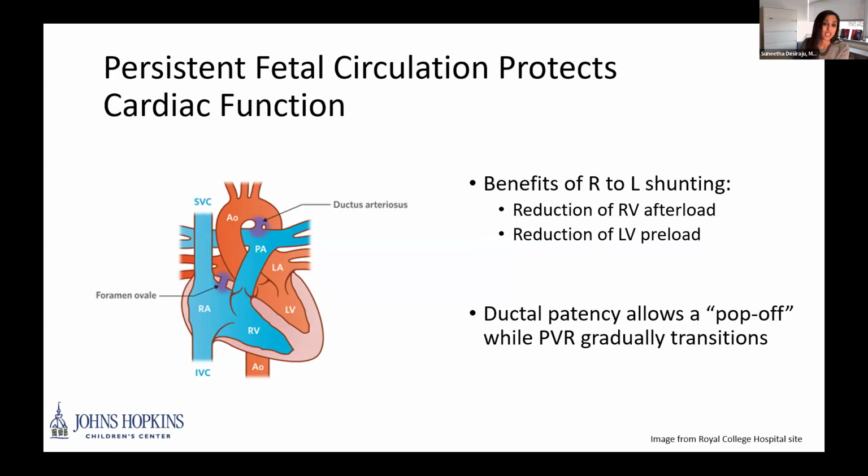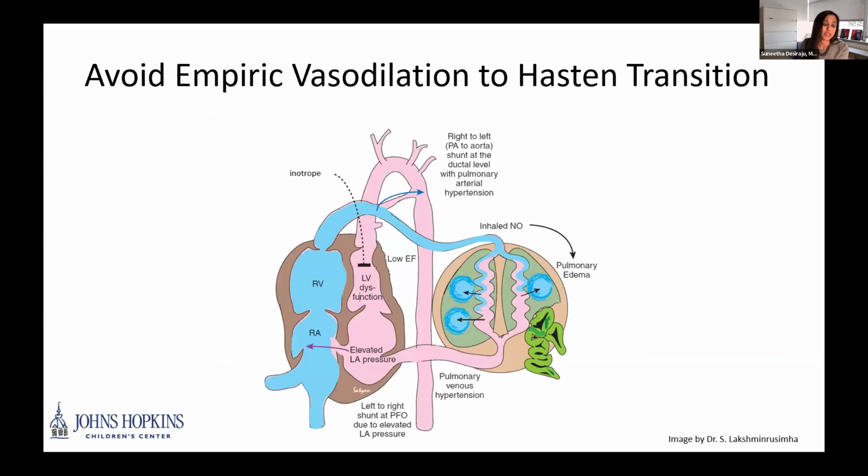Now, while I'm talking about protecting the heart, I'll say a note about vasodilation. I've put the title here as Avoid Empiric Vasodilation to Hasten Transition. Pulmonary vasodilators will make transition go faster, but they have side effects. Now, some CDHs need pulmonary vasodilators, but not all of them. So we want to be sure we understand exactly what the effects of a pulmonary vasodilator would be on the heart and lungs in these situations before we choose to use it. And the way we're going to do that is to follow the path of blood as it leaves the right ventricle.